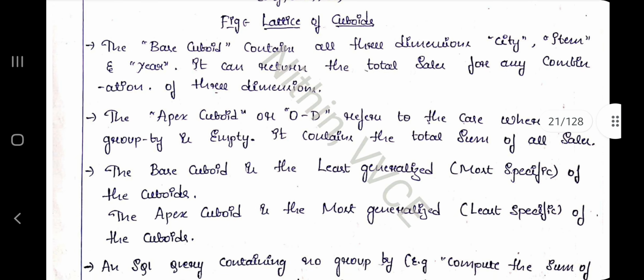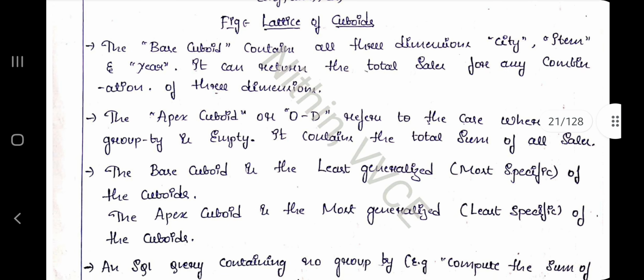As you can see, the apex is also called the 0D, because there is nothing specifically being considered, all is generalized. 0D means nothing is specifically considered, all is generalized. So the apex is also called the most generalized, and the base is called the least generalized.